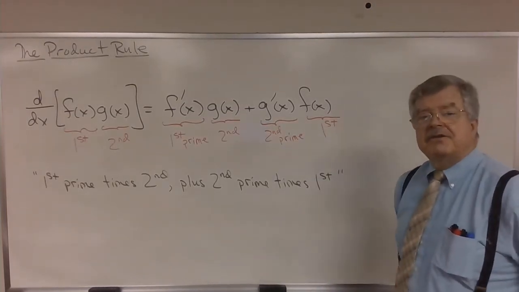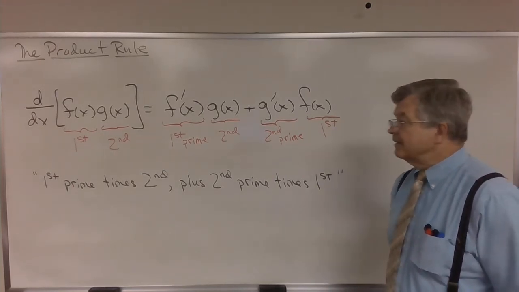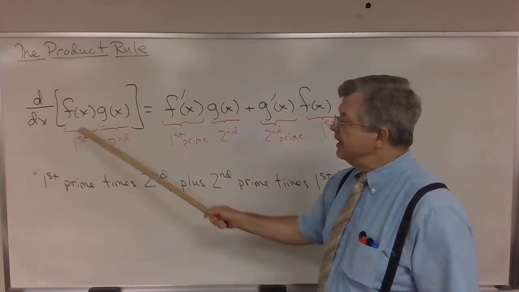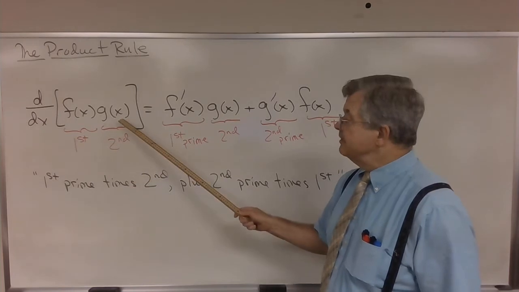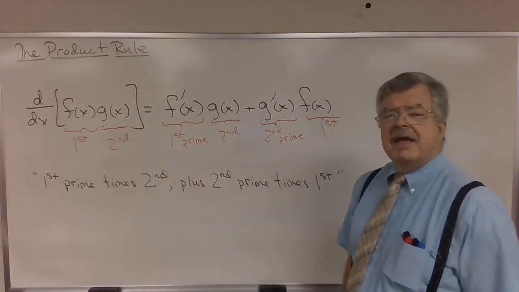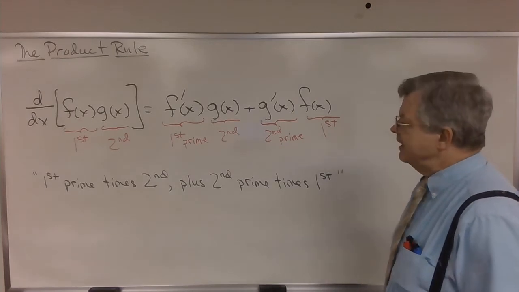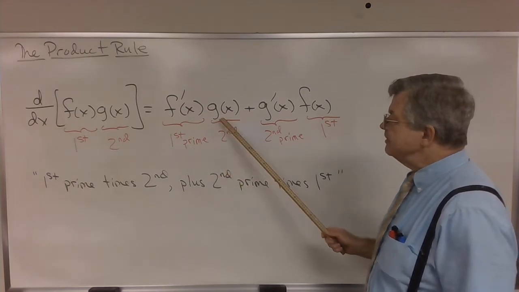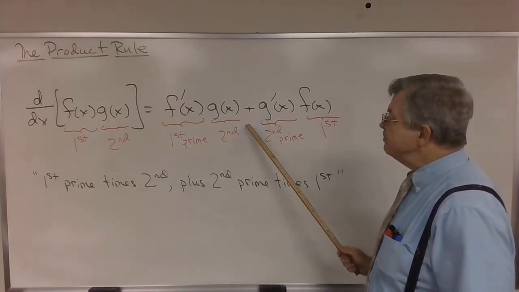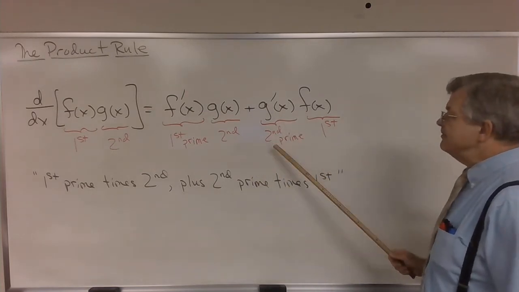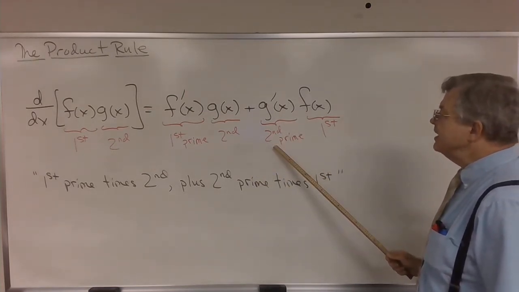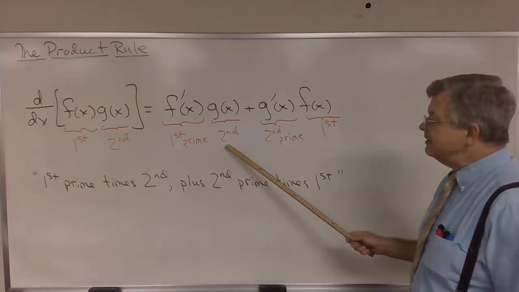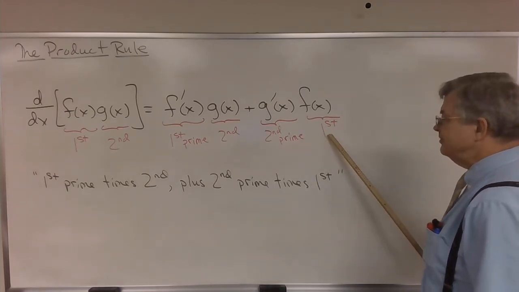Okay, here's how we diagram the derivative of a product. We have two factors, f of x and g of x. We'll call f of x the first factor, g of x the second factor. And this is what the derivative turns out to be: first prime, the derivative of the first factor, times the second factor, plus g prime of x, the derivative of the second factor, times f of x the first. First prime times second, plus second prime times first.